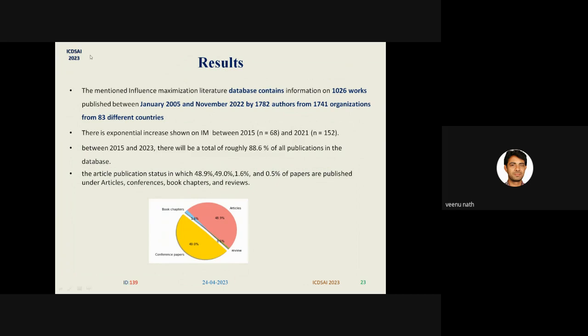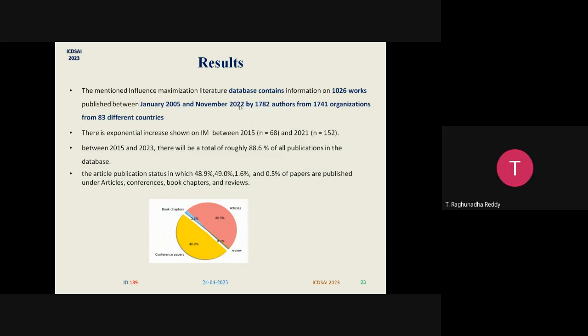Up to November 2022, I collected this many records from that Scopus database. Now, if anyone collects the same on the same topic on this day, that data may vary. The authors may vary, the organizations may vary, the countries may vary. Why? Because it depends upon research work, sir.